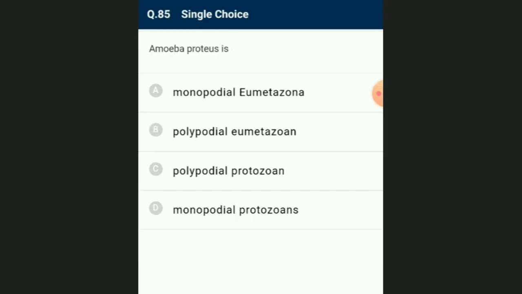Question number 85. Amoeba proteus is. Amoeba proteus is an amoeba related to another genus of giant amoeba, Chaos. It utilizes pseudopodia to move and eat smaller unicellular organisms. Pseudopodia are finger-like temporary structures which are composed of both ectoplasm and endoplasm. They are formed as a result of liquefaction and flowing forward of the amoeba cytoplasm. Amoeba proteus is a polypodial species because many pseudopodia are formed simultaneously. So the answer is option C, polypodial protozoan.